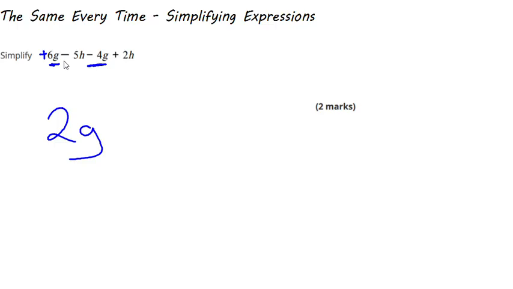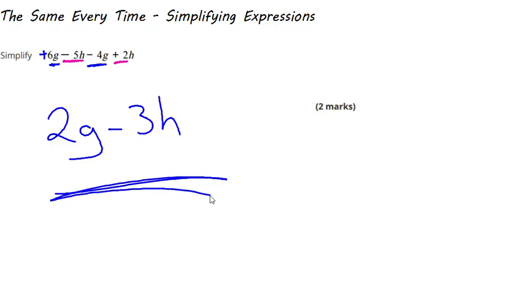Looking at the H's, first of all, I've got negative 5H. That tells me where to start on my number line, starting at negative 5. Then I've got plus 2H. So negative 5 on my number line, then I add a 2. Negative 5 plus 2 is actually going to be negative 3. So negative 3H, that's it, that's the end of the question. I'll take my 2 marks for that one.